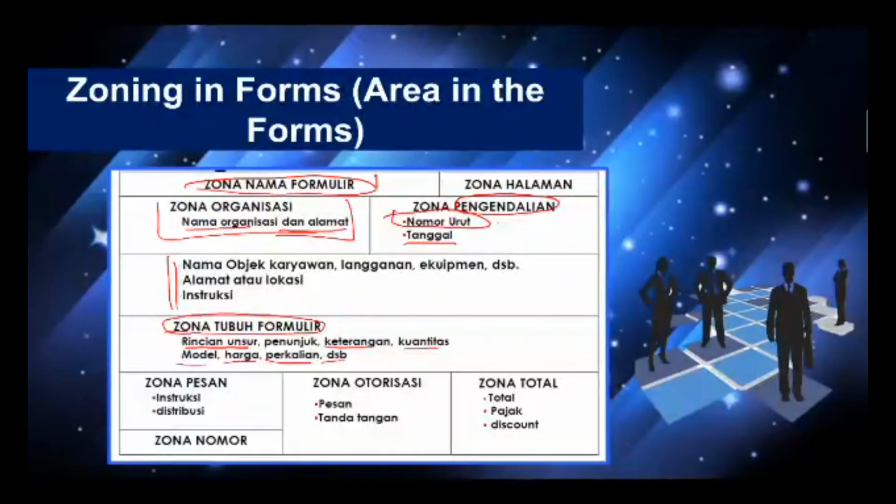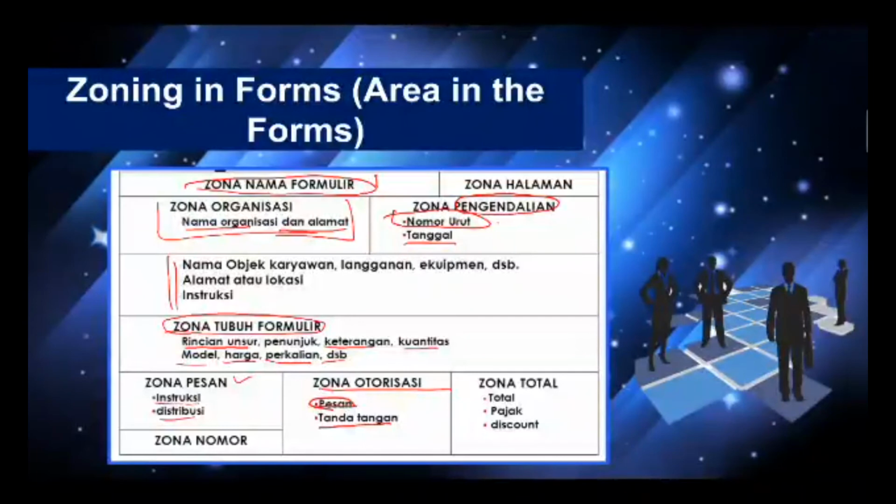And then there is a zone for description, like instruction or distribution for other people or other employees in the same company. Maybe an instruction for the packaging department that this transaction has to be packed carefully. Sometimes it depends on the merchandise you are selling. And then the zone of authorization, who made this form, and then his or her signature.